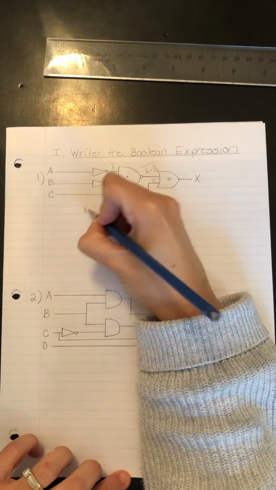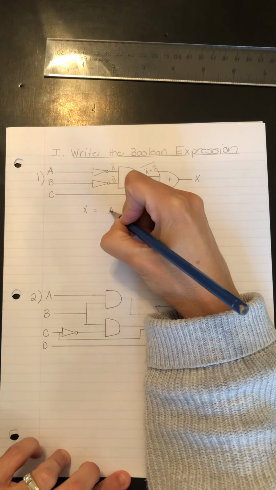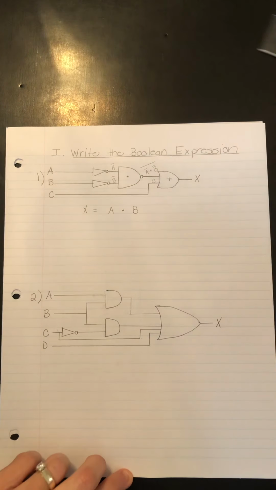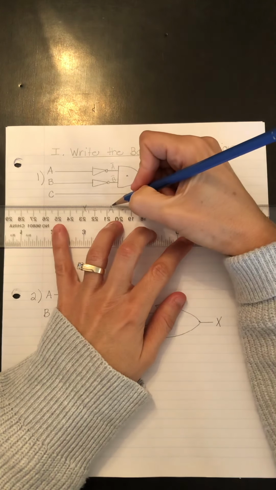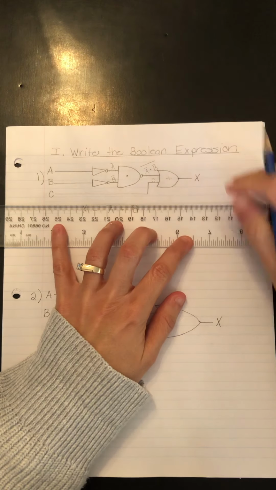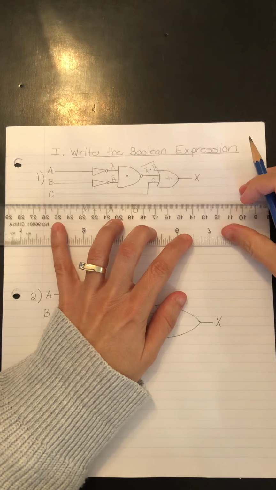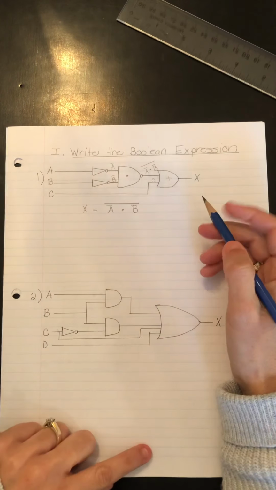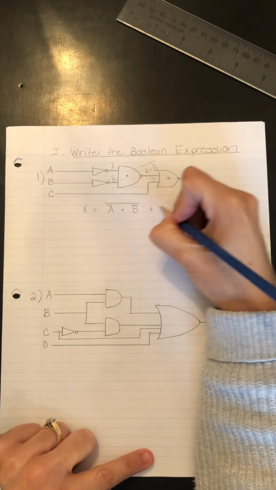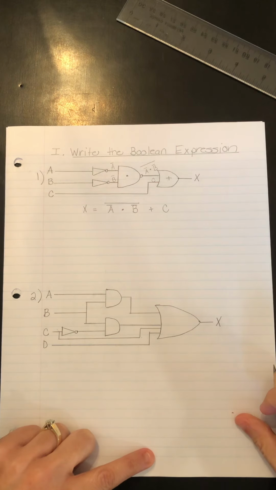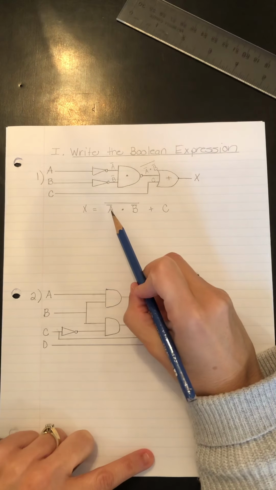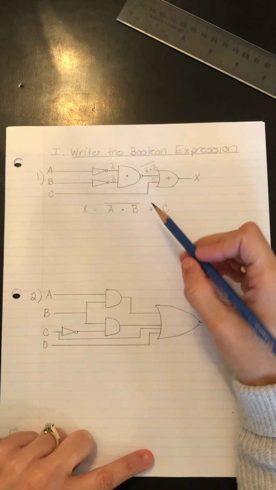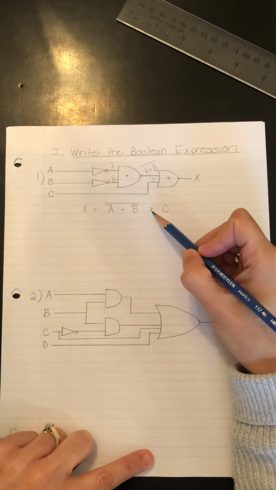So X equals. So again, it's A inverted multiplied by B inverted first. So I'm going to just use my ruler. And then that product is inverted. So put a big bar over top like that. And then I've added C. Okay, and then I'm done. I have my final answer. So again, A bar times B bar, all inverted, and then to that C is added.